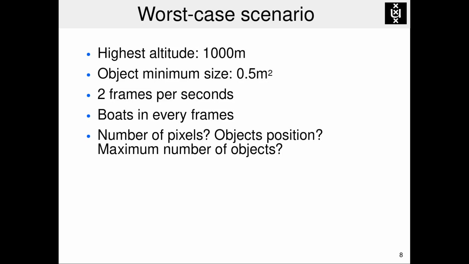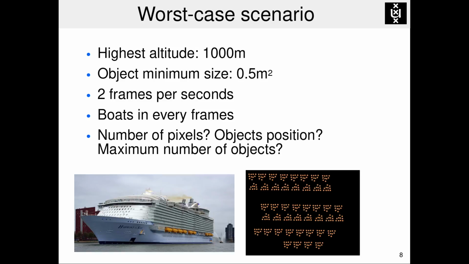Therefore, with our industrial partner, we decided that we should take the biggest cruise ship on Earth and look at the number of lifeboats they can embed in this boat. Then we handcrafted an image with 500 boats, which is the capacity of this big cruise ship.